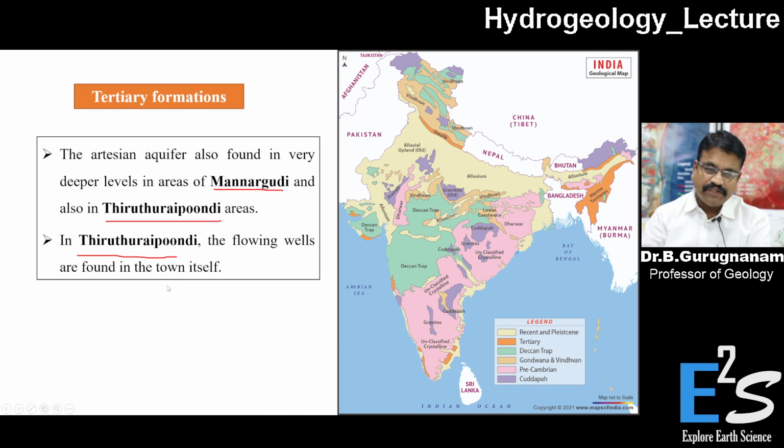So with this, the distribution with respect to archaean formation, recent tertiary formation, and the hard rock, the complete characteristics are divided into three major parts, covering how it is controlled and at what depth the water will be. So with this, the present lecture comes to an end. Thank you very much.